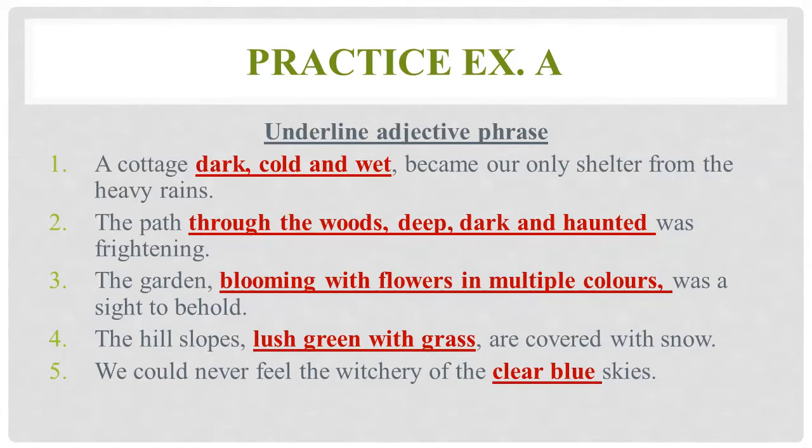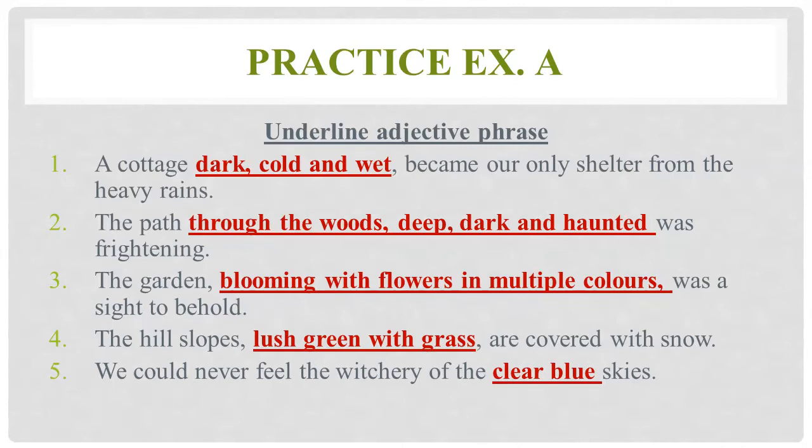The garden, blooming with flowers in multiple colors. So the adjective phrase describes the noun, the garden. The hill slopes, lush green with grass, are covered with snow. The hill slopes are described as lush green with grass. We could never feel the witchery of the clear blue skies. Clear blue describes the noun skies. Do this work in your books.